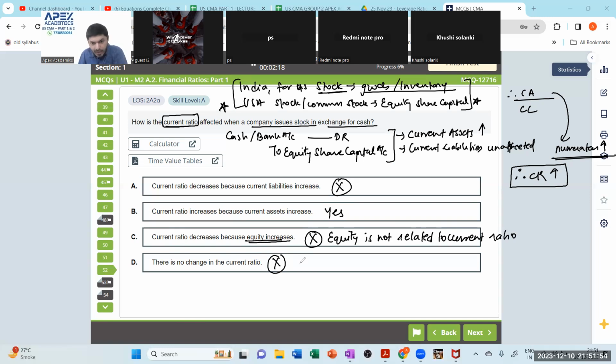This is also wrong. Why? Because current assets are increasing due to cash account debit. So this is also wrong. This is also wrong. This is correct. I hope everybody understands it.